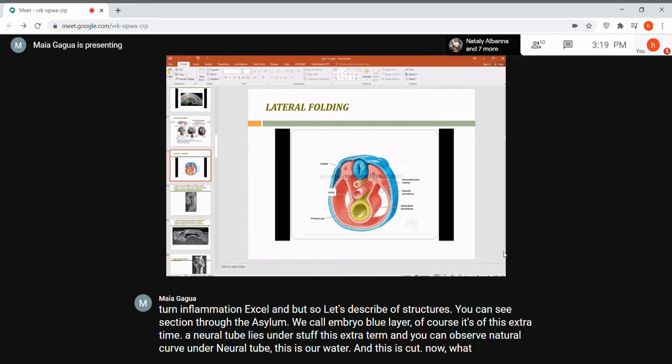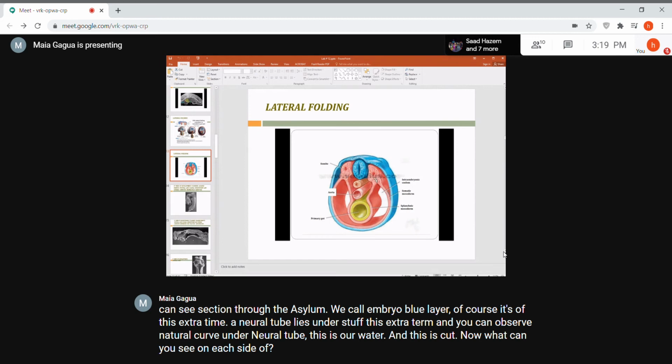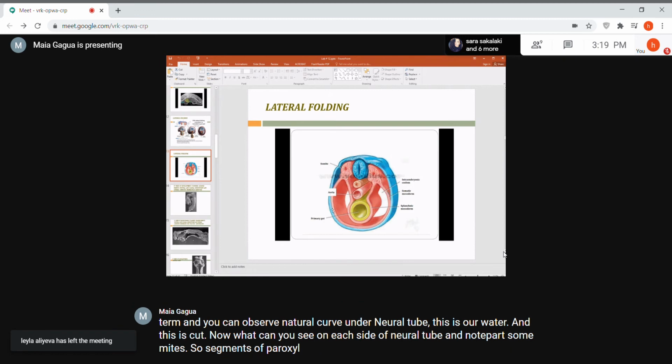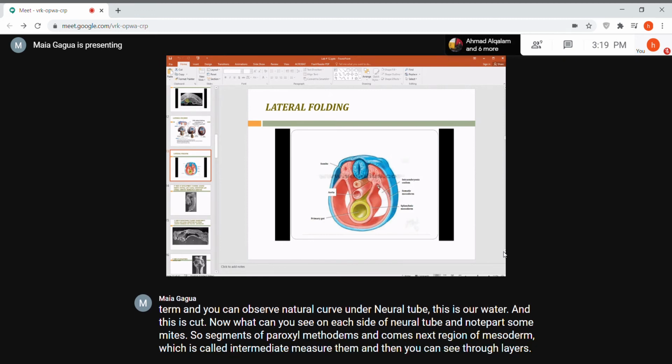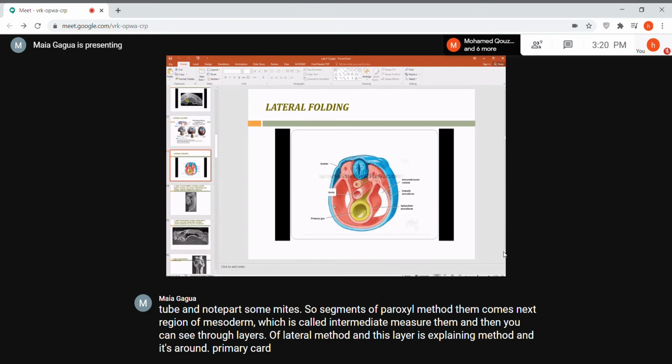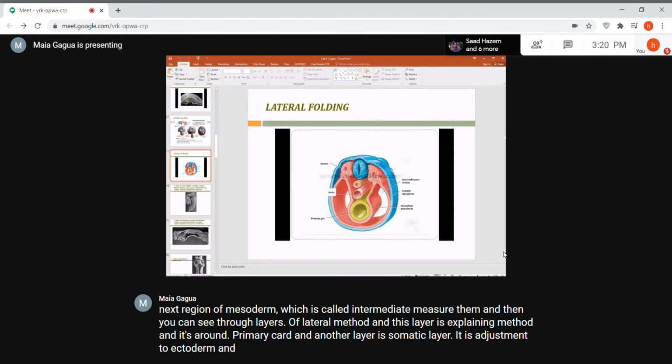Now what can you see on each side of neural tube and notochord? Somites, so segments of paraxial mesoderm. Then comes next region of mesoderm, which is called intermediate mesoderm, and then you can see two layers of lateral mesoderm. This layer is splanchnic mesoderm. It surrounds primary gut. And another layer is somatic layer. It is adjacent to ectoderm and forms the body wall of the embryo.